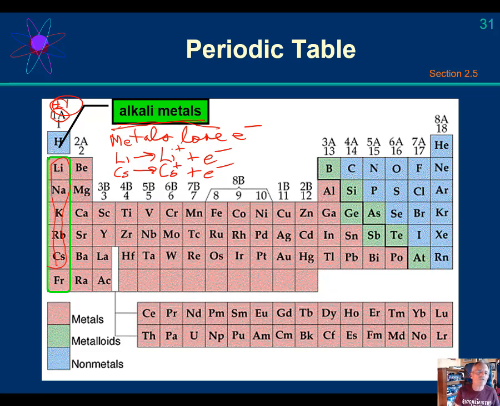Guess what? They're so reactive that we don't find any of them in nature as metals. We find them all as +1 cations in salt. So you would have something like, let's say, lithium chloride. That's actually what we call a salt. We're going to learn about that in just a bit.